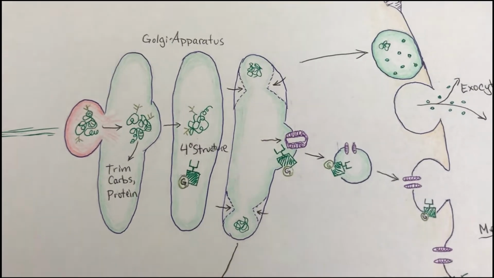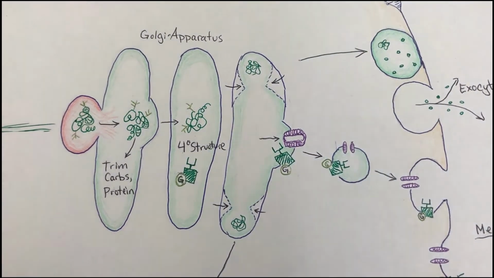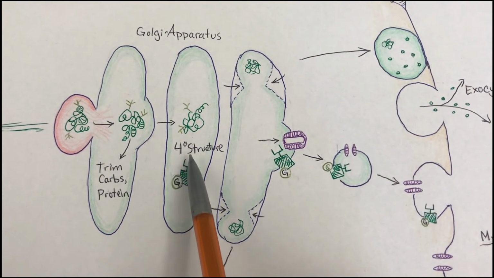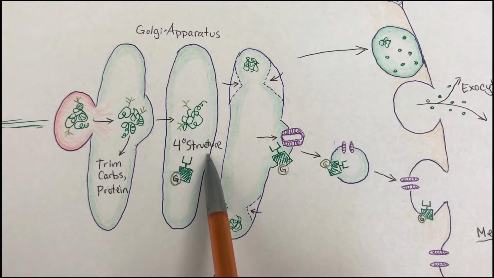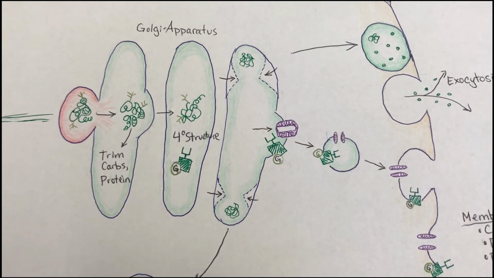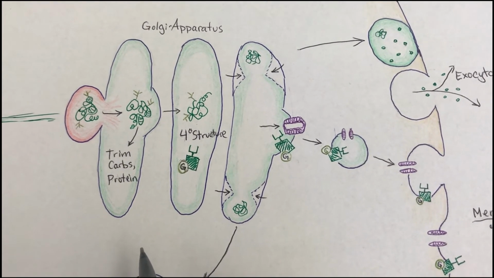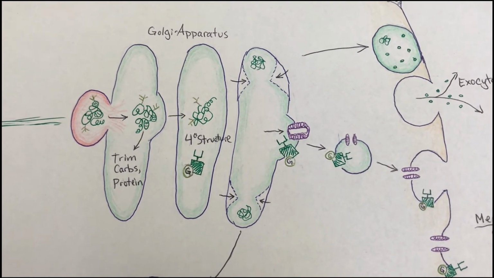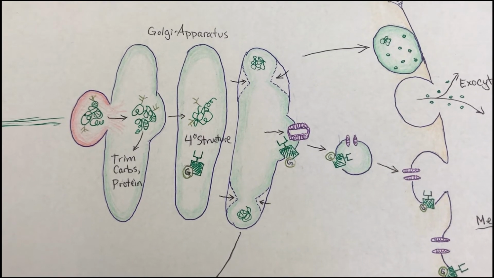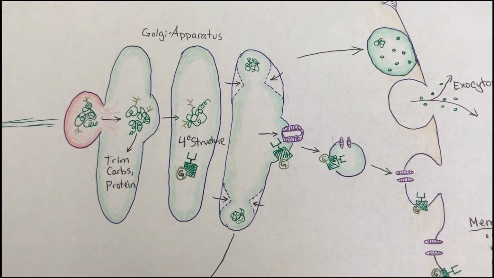Okay. Other processing that can occur here is creating the quaternary structure. Okay. So sometimes the proteins only function in association with other proteins. For example, hemoglobin is actually 4 different independent proteins joined together.